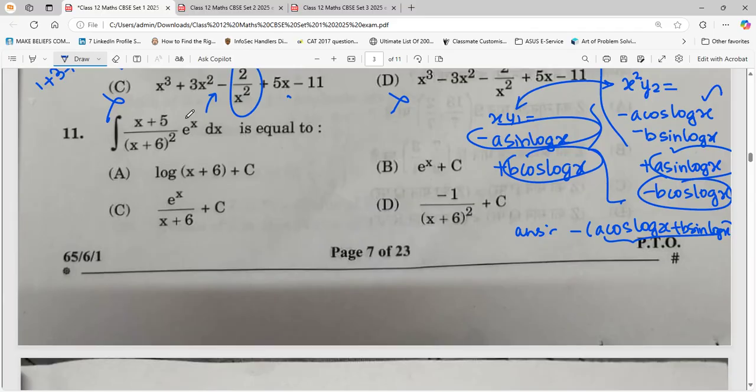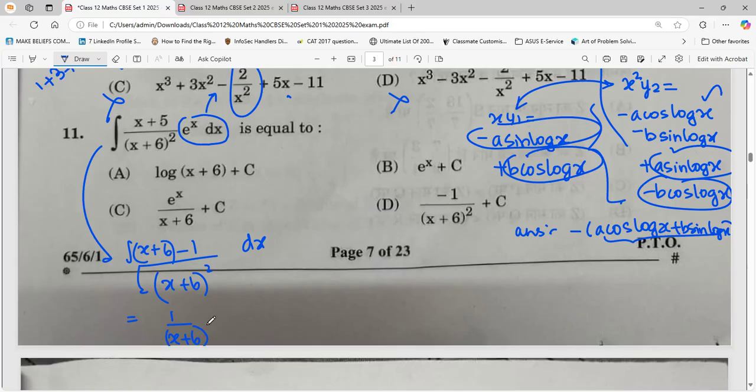Oh, for this question, you have an e power x along with some term. So it should be of the form e power x into f of x plus f dash of x. So there is this x plus 5. So what I'm going to do is 6 minus 1 the whole divided by x plus 6 the whole square dx. So which is equal to x plus 6 divided by x plus 6, that becomes 1 divided by x plus 6 the whole power 1 minus 1 divided by x plus 6 the whole square.